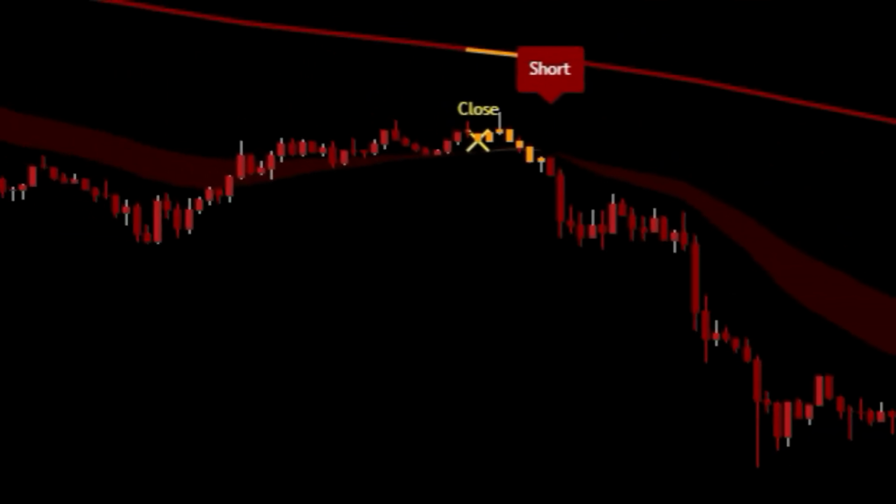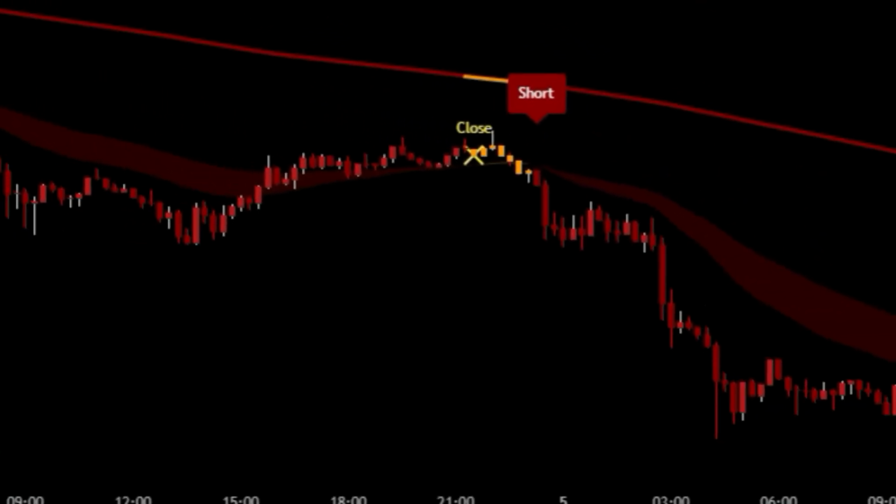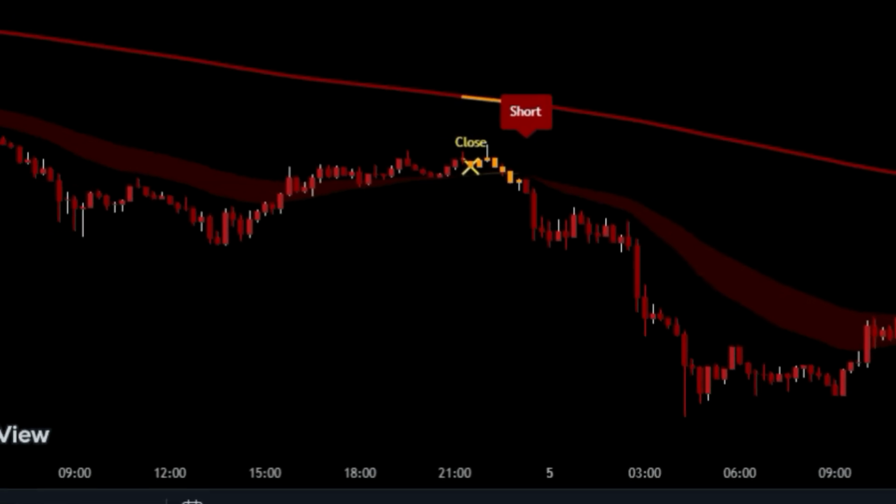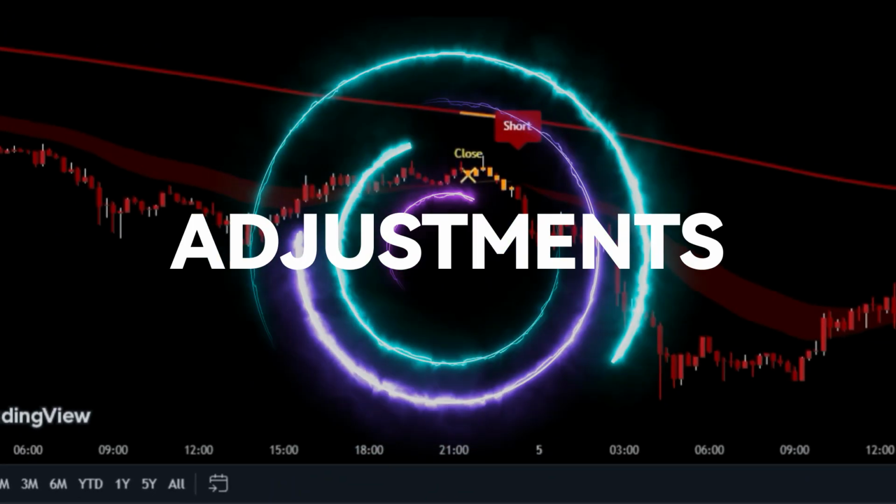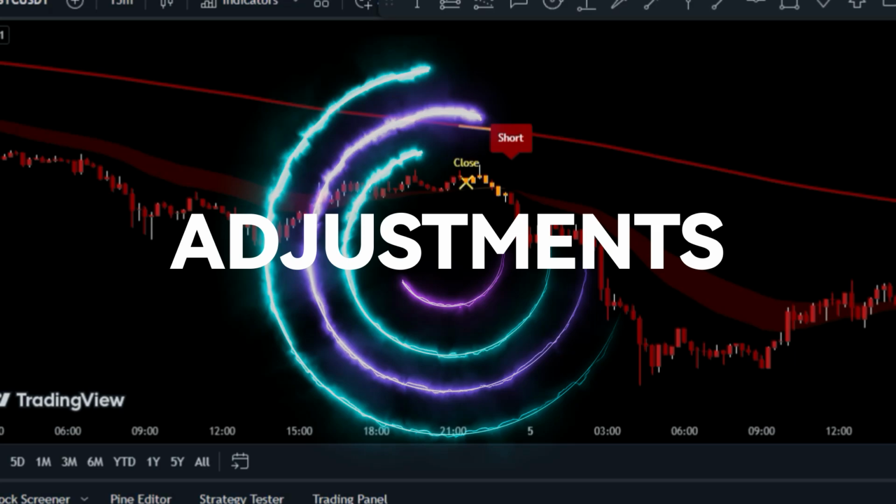Alright my friends, to make the indicator work like a charm on your chart, we'll need to make a few quick adjustments. Don't worry, it's a piece of cake. Just follow my lead and tweak the settings as I do.